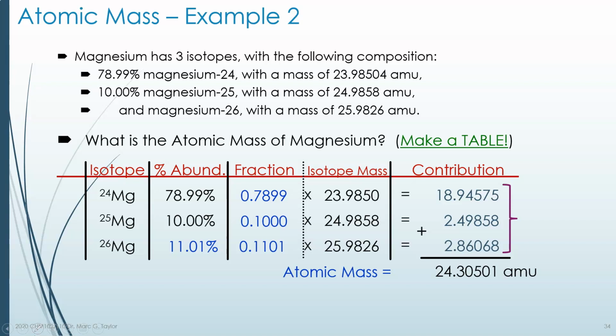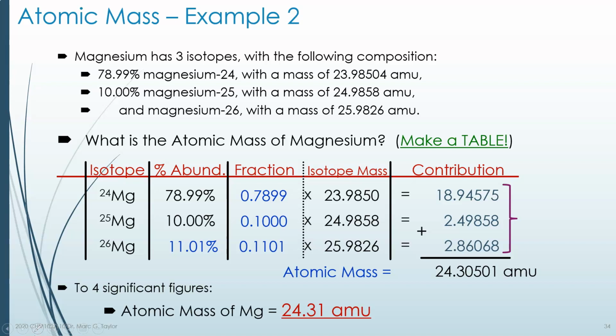Now, you'll look at our numbers. All of our numbers have either 4 or 6 or 7 significant digits. The lowest one is 4 when we're multiplying, so we're limited to 4 sig figs. So that would take us to an average atomic mass of 24.31 AMU.